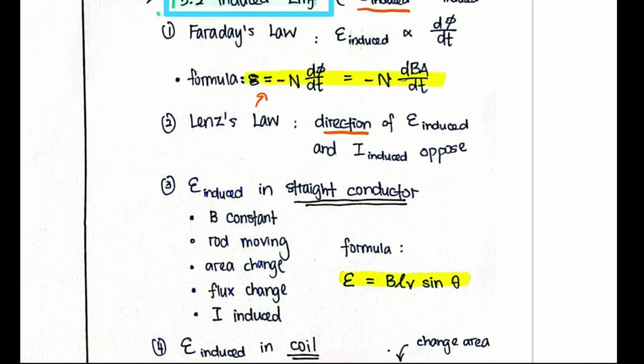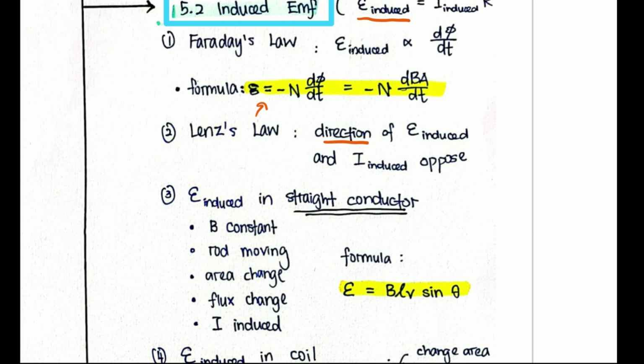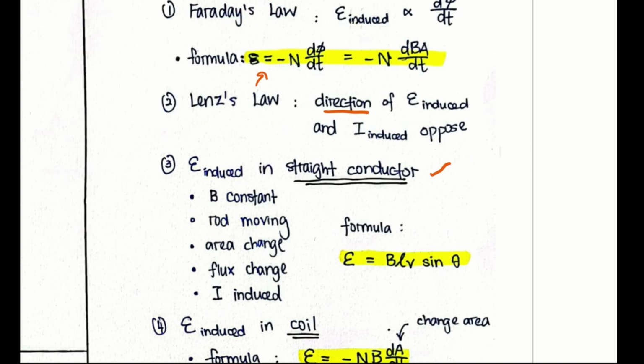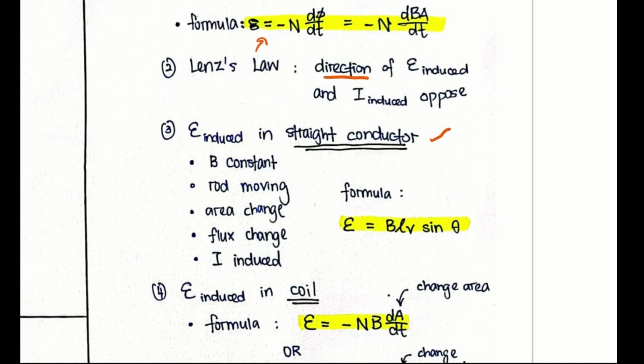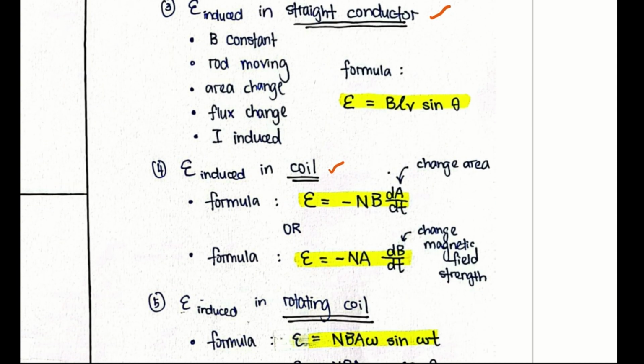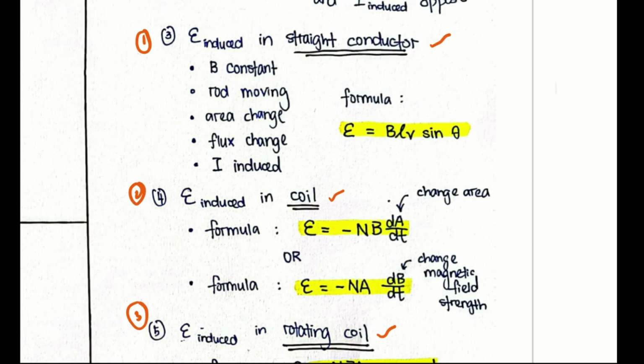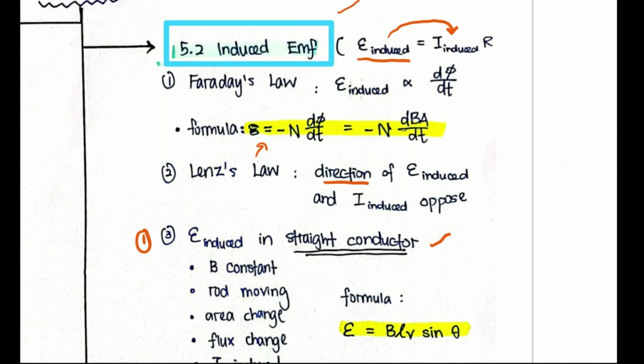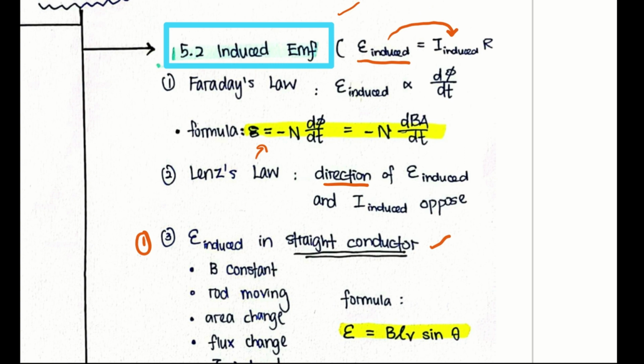For the induced EMF, we have 3 specific cases. The first is the induced EMF for a straight conductor, then the induced EMF in a coil, and the last is the induced EMF in a rotating coil. So you have case number 1, case number 2, case number 3. For all these 3 cases, we are deriving the equation from this basic equation.